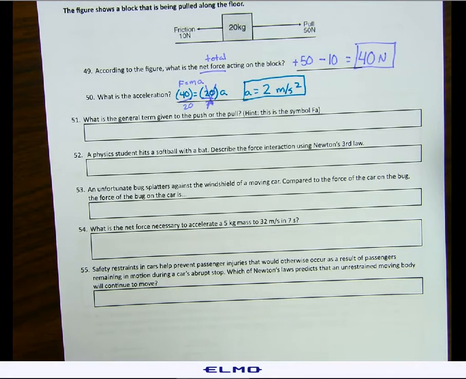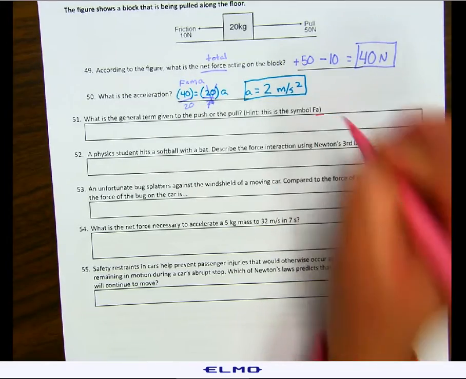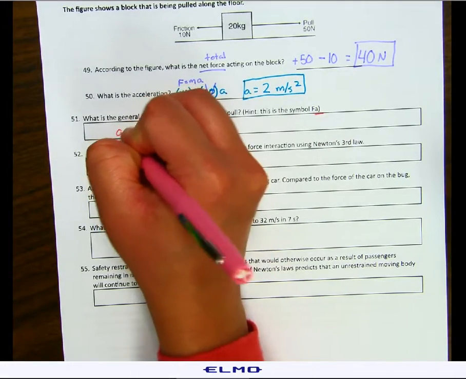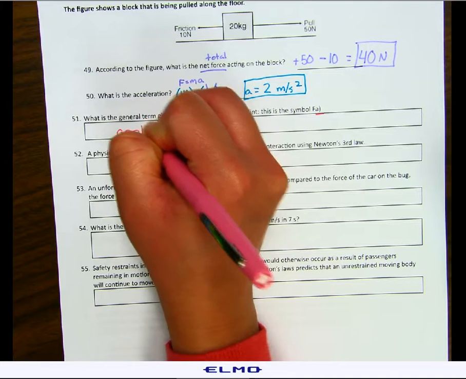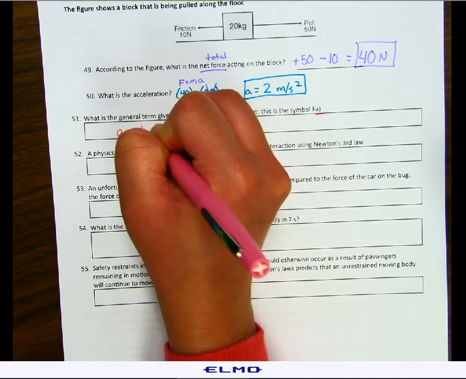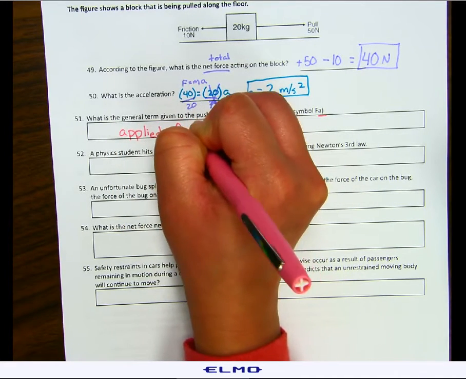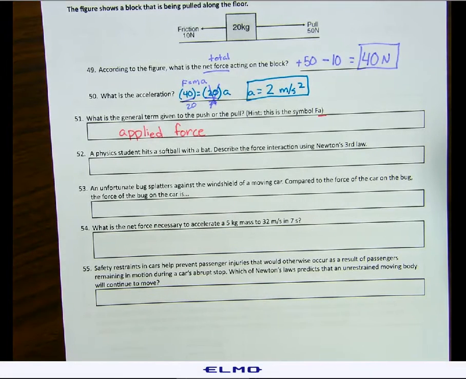Number 51. What is the general term given to a push or a pull? Hint, the symbol is FA. Again, that A is going to stand for applied force. That is going to be your push or your pull because it's being applied to your object.